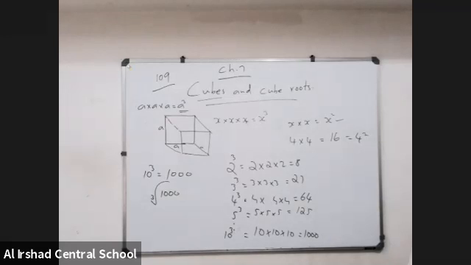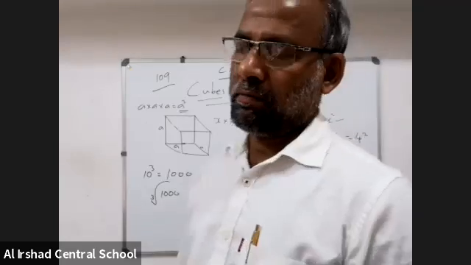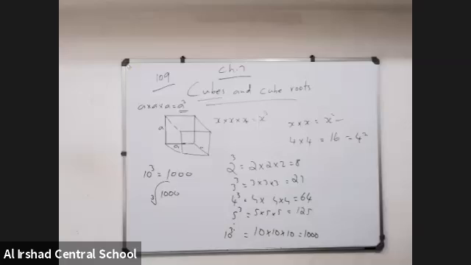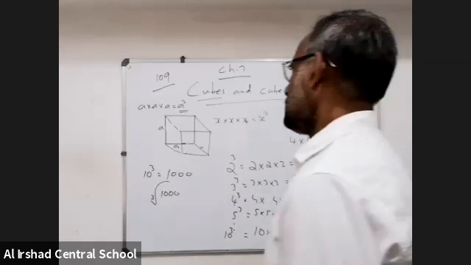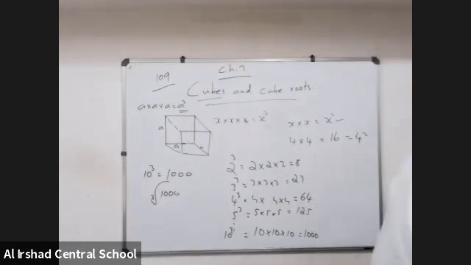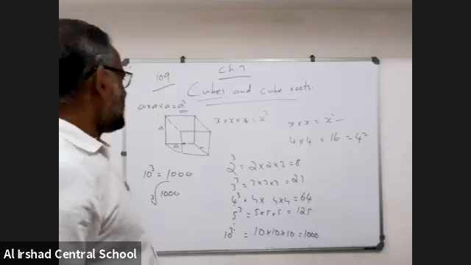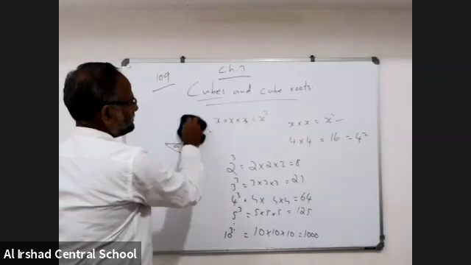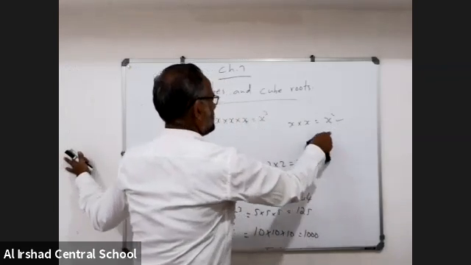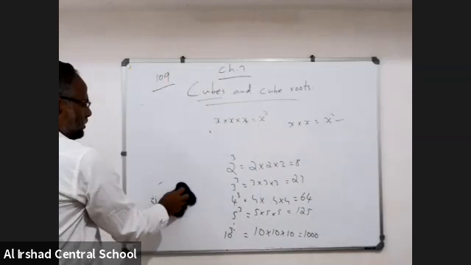Now what is cube? Numbers obtained when a number is multiplied by itself 3 times. What is cube numbers? Cubes: when a number is multiplied by itself 3 times. First you wrote here 2 times, that is square.